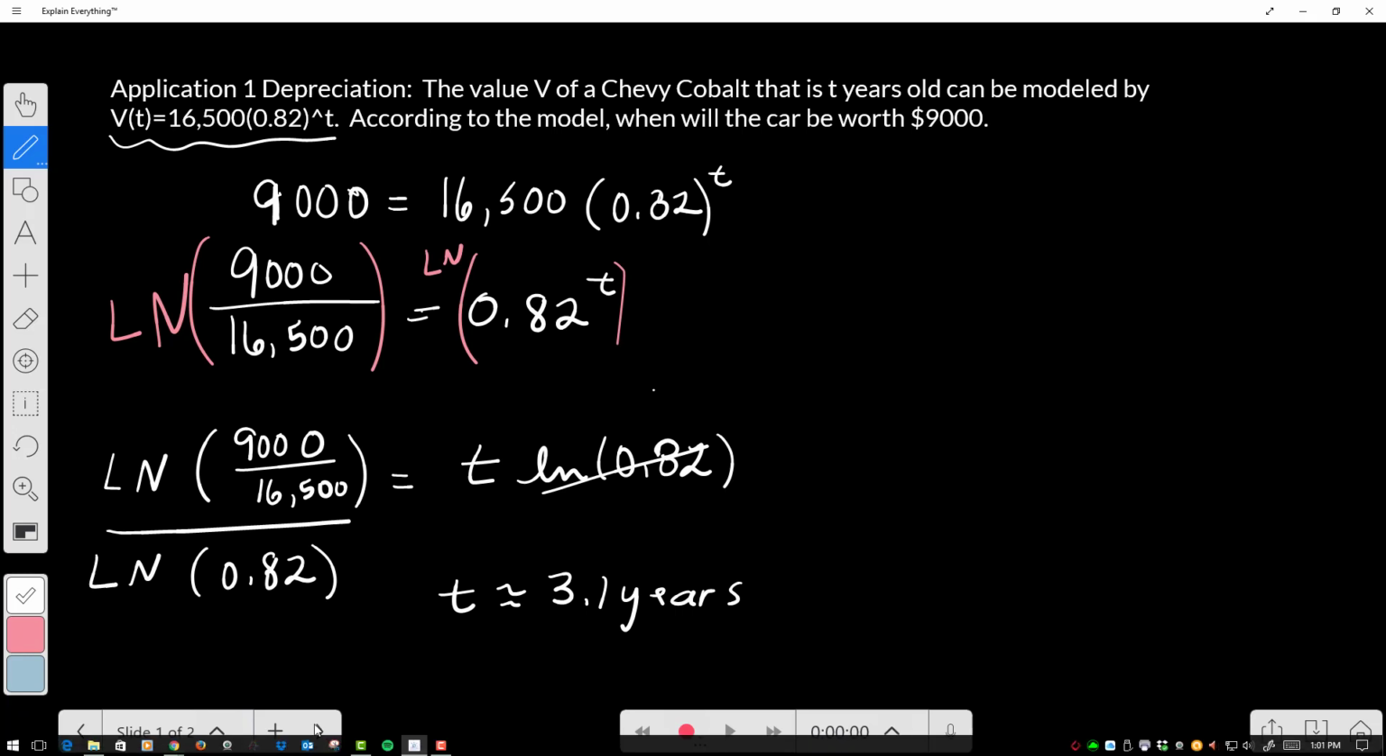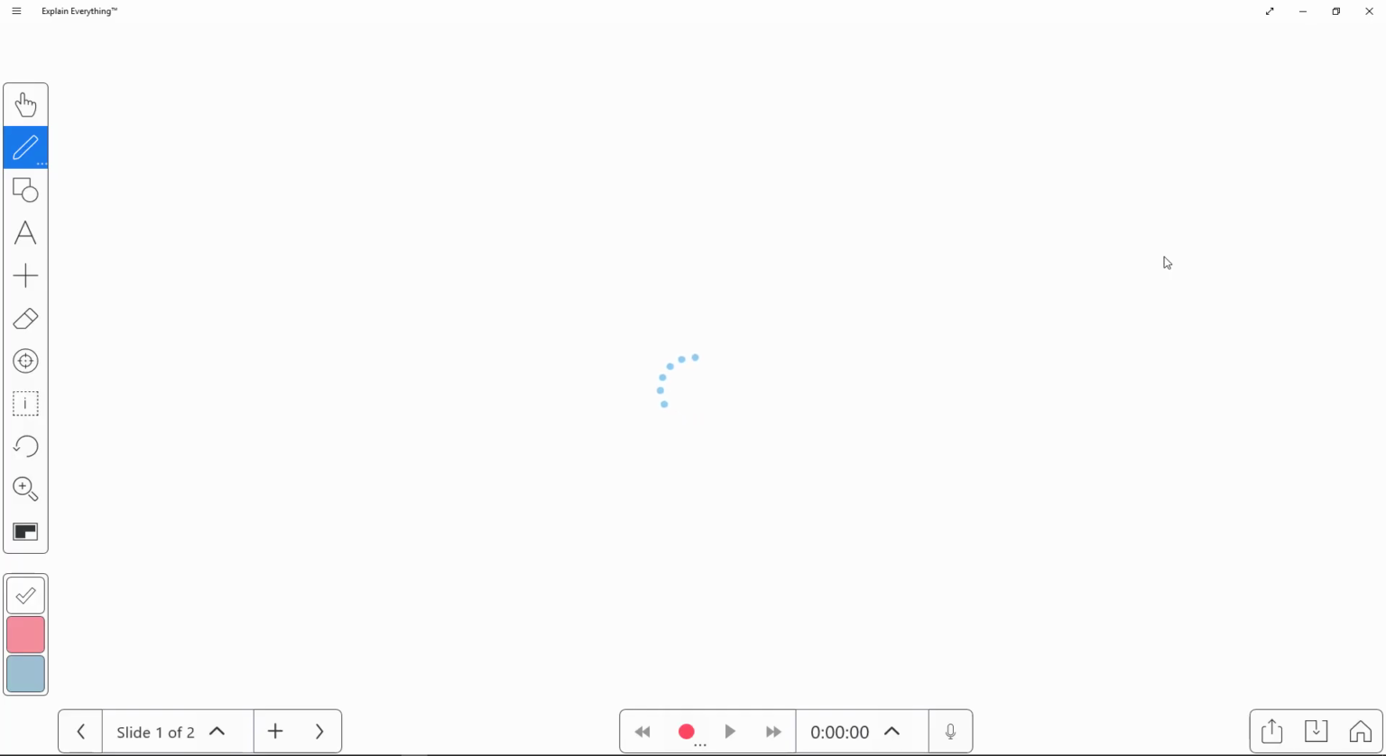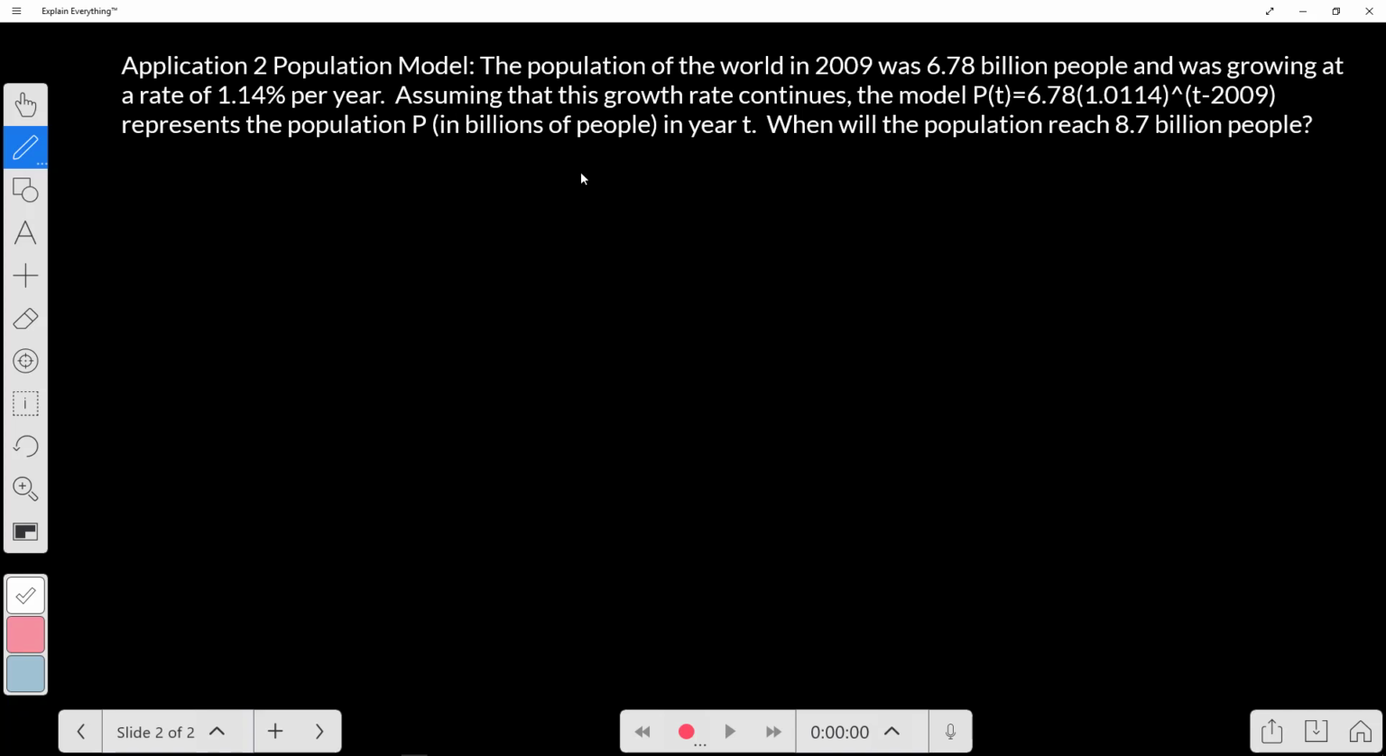Alright, the last application, for my biocalculus people, you'll see stuff like this. It says this is a population model of the world. In 2009 it was 6.78 billion people, growing at a rate of 1.14% per year. They give you this growth rate model of the population. When will the population reach 8.7 billion? We do the same thing as we did in the other one. We set our equation equal to 8.7.